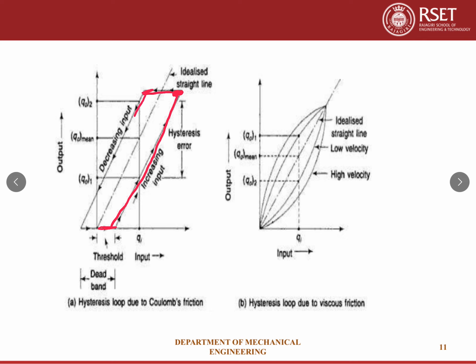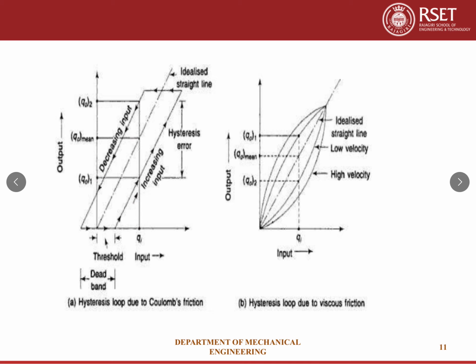So when we decrease, here we can see the input is decreasing. Here we can see both are following a different path. It's not like coming like this and retaining the same path. So this phenomenon is hysteresis. During hysteresis, if we take a particular input value Qi, we have two outputs. This is one output, this is another output, these two outputs.